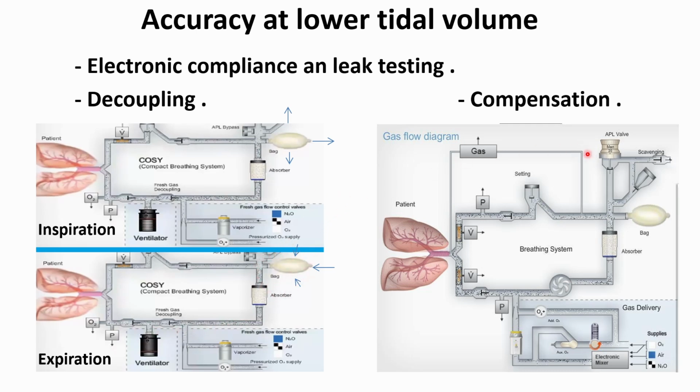We have another mechanism, especially in turbine systems, as we said, which is compensation. The turbine will only provide the 30 milliliters to the patient, and it will not allow excess pressure inside. So we have the decoupling method and the compensation method to deliver lower tidal volume.